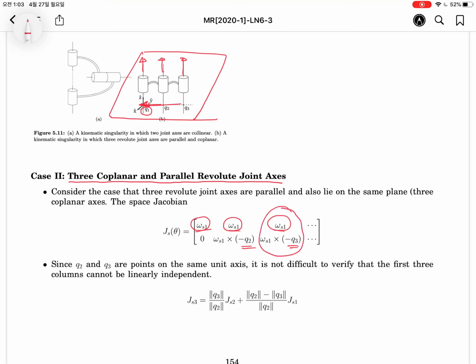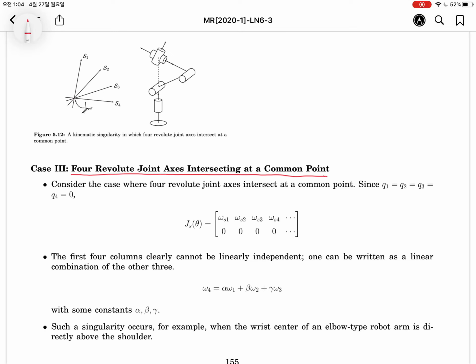Okay, the third case is about four revolute joint axes intersecting at a common point. Okay, there are many revolute joints here. In some cases, four revolute joint axes intersect at one point, one common point. At that time, if we attach the coordinate frame here, maybe the q vector will be assigned as a zero vector. Is it right? All the q can be assumed to be zero because the intersection point can be chosen as a reference.